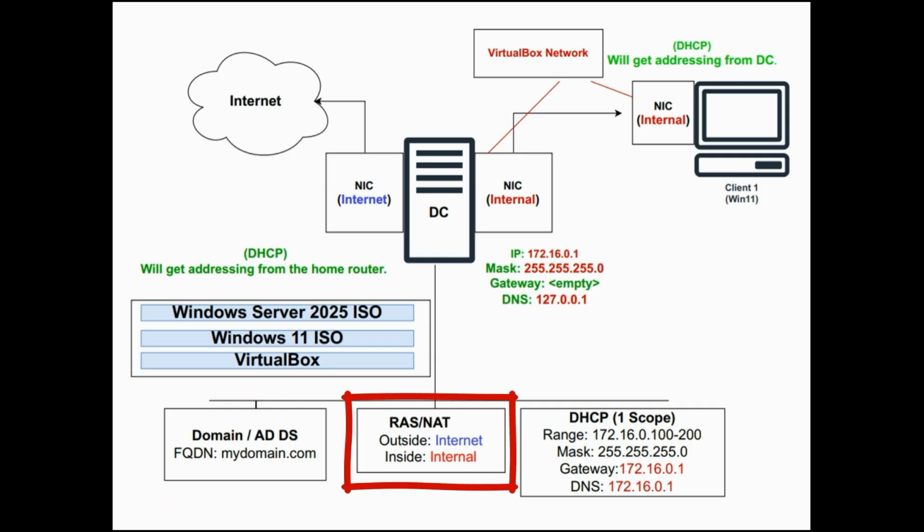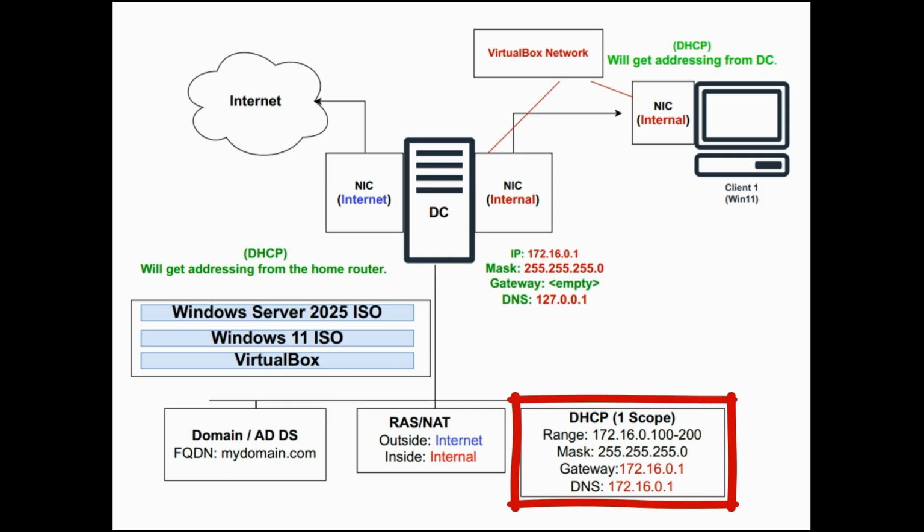Next, we'll configure NAT, which stands for Network Address Translation. Using the RAS, Routing and Remote Access Service role, the clients that are on the internal network can directly have access to the internet. NAT lets you share the server's external internet connection. Basically, the domain controller acts as a mini router for our lab.